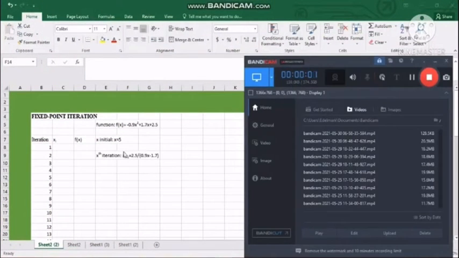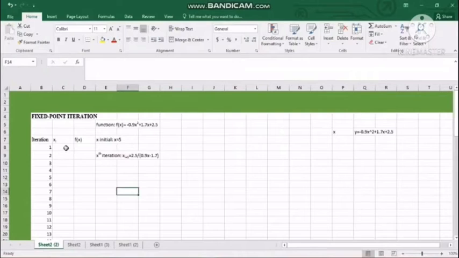Fixed point iteration problem number 2. The function is equal to negative 0.9x squared plus 1.7x plus 2.5. The x initial is equal to 5. And in getting the x iteration, we will get x is equal to 2.5 all over 0.9x minus 1.7.